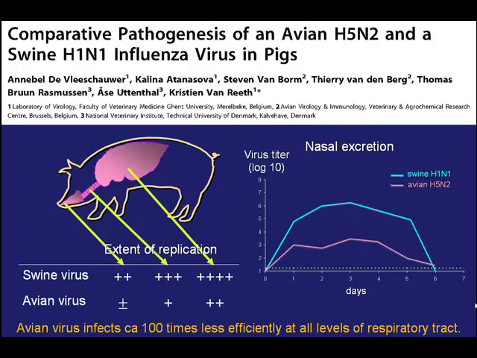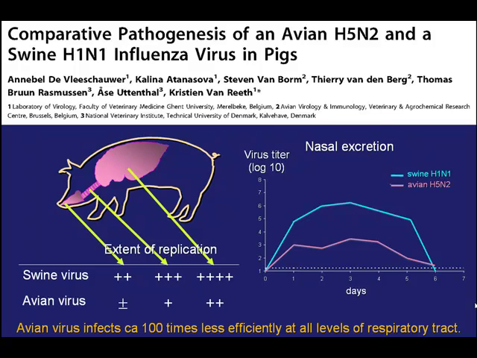And one of my students has done a large comparative pathogenesis study of such a low path avian H5N2 virus and a typical European H1N1 swine influenza virus. And you can see the most important findings here. So we did not find a difference in the replication pattern of both viruses. Both viruses replicated in the entire respiratory tract of pigs, and they replicated better in the lungs than in the trachea, and better in the trachea than in the nose. But the avian virus replicated approximately 100 times less efficiently at all levels of the respiratory tract.